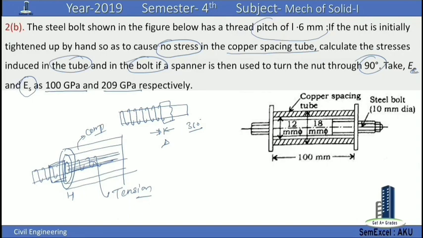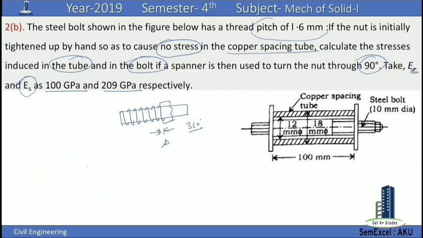Now we will draw the free-body diagram of that copper tube and the bolt. Let's take two sections. This is one section, this is the other section of the copper tube. Since the copper tube is in compression, everywhere there is a compressive stress. Our bolt is in tension, so on the bolt we have a tensile stress sigma S working, and on copper we have sigma C compressive stress.